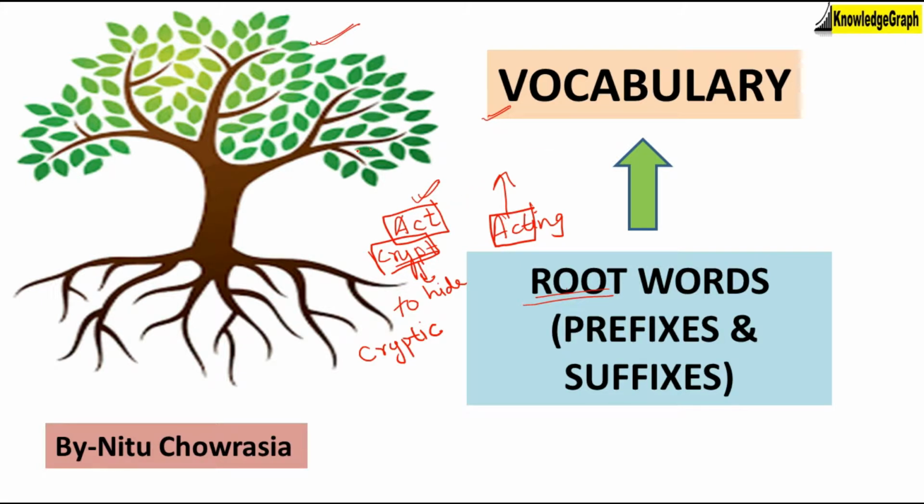For example, if I take carn, the root word carn means flesh, but we do not use carn in a sentence like this. We have to use something like carnivorous. Carnivorous is someone who eats flesh. So the moment we know the word carn, we know something is related to flesh, and if we see the word carnivorous, we know someone who eats flesh is carnivorous.